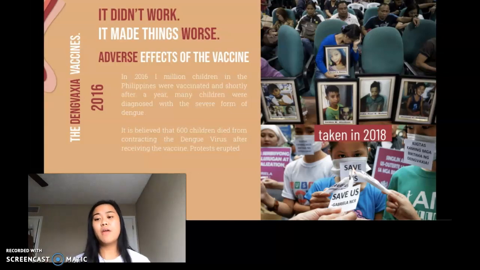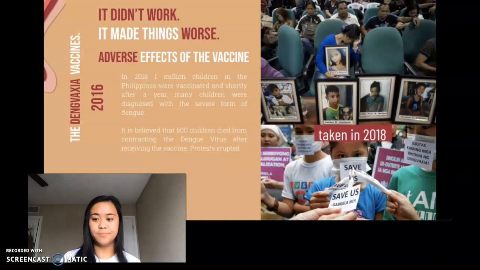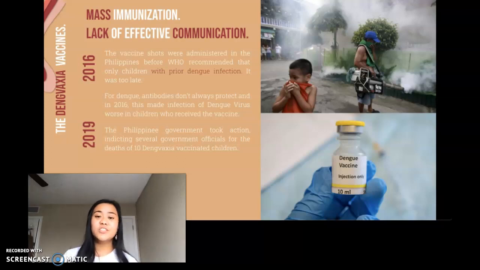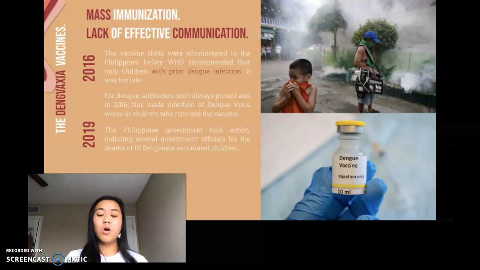So these two photos on the right-hand side were taken in 2018 as protests were erupting throughout the Philippines. This disaster was due to a lack of effective communication as well as a persistent mass immunization by the Philippine government. The dengue vaccines were actually recommended by the World Health Organization only to be administered to children who had dengue infection in the past. But in 2016, the WHO recommendation was too late, and the Philippine government had already vaccinated 1 million children.